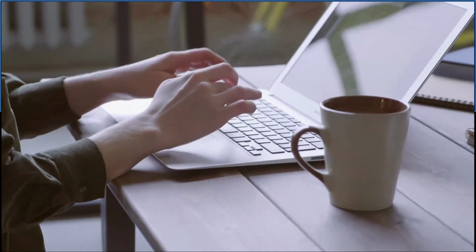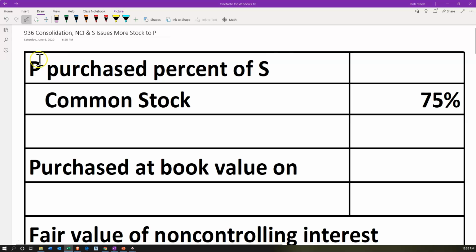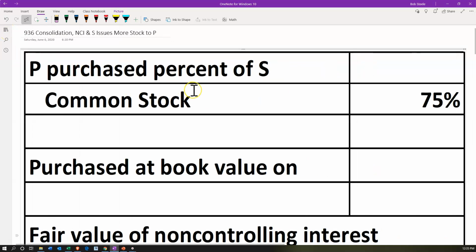Get ready to account with Advanced Financial Accounting. Here we are in OneNote. If you have access to OneNote, if you don't, that's okay because this will be a presentation. But if you do, we're going to be in this tab, the 936 tab. We're going to go through the information for the problem, and then we'll take pieces of that information, taking a look at them as they apply to the calculations we will be working on as we go.